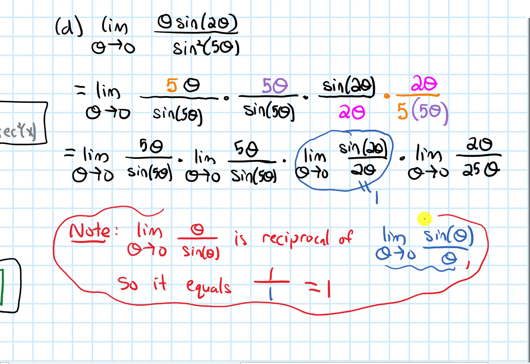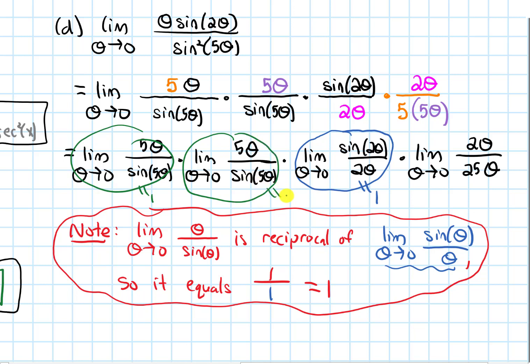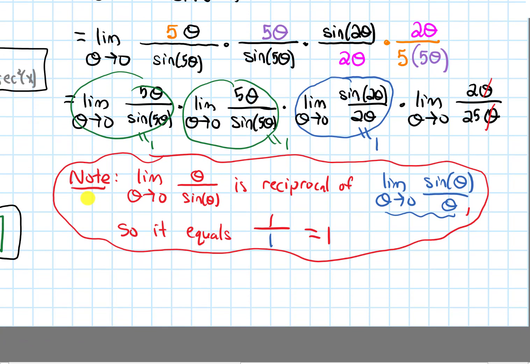Okay, so that's really nice. That's going to make this limit equal to 1, and this limit also equal to 1. With that last limit, the thetas are going to cancel. After we cancel them, we will end up with 1 times 1 times 1 times 2 over 25, which is just 2 over 25, and that is our answer.